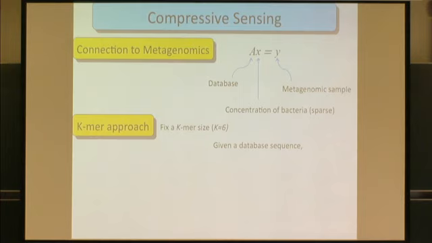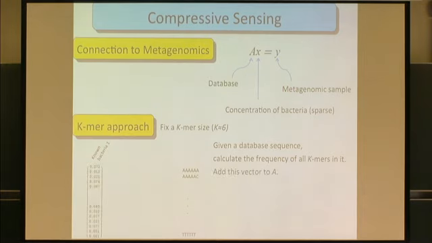Well, given a database sequence, we're going to calculate the frequency of all the Kmers in it. So we take a known bacterial one, like go to RDP's training set and take one of those sequences and calculate all its Kmer frequencies. Add that to your matrix A. Then go on to your next bacteria, and then your next one, and then your next database sequence, etc.